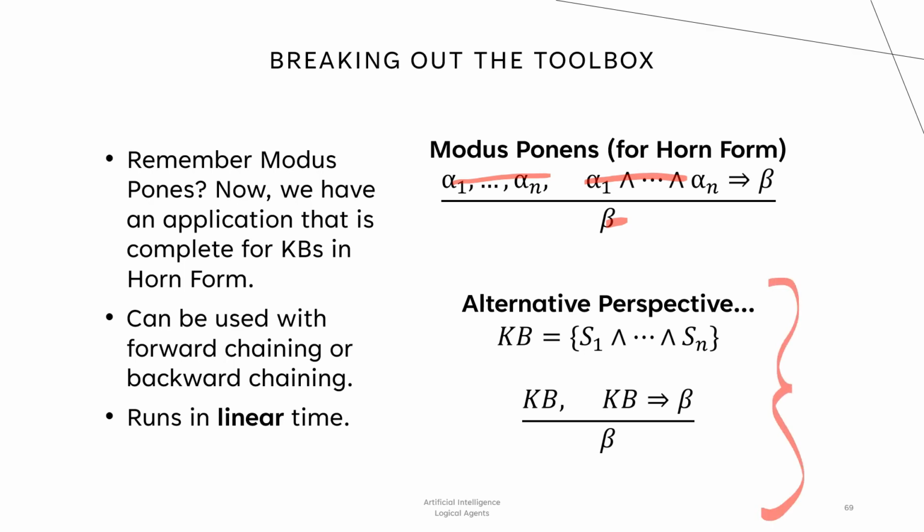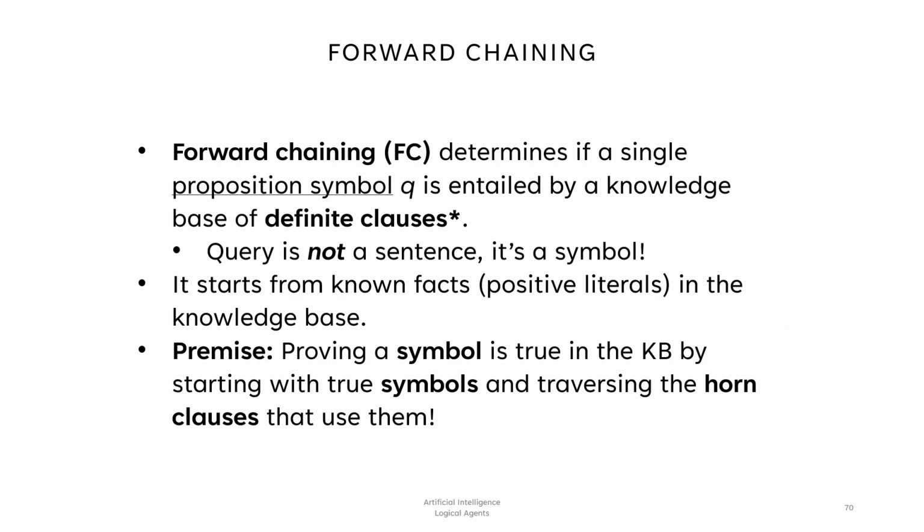So now we get into forward chaining. Forward chaining just determines if a single propositional symbol is entailed by a knowledge base of definite clauses. So this query is not a sentence. It's just one symbol. We're starting from known facts, which are positive literals, so just other proposition symbols that are in the knowledge base. And we can prove that this symbol is true in the knowledge base by starting with true symbols and traversing the different Horn clauses to basically justify our conclusion.